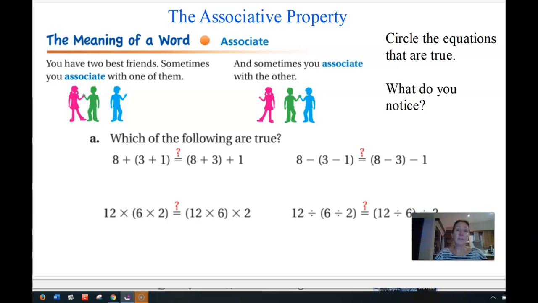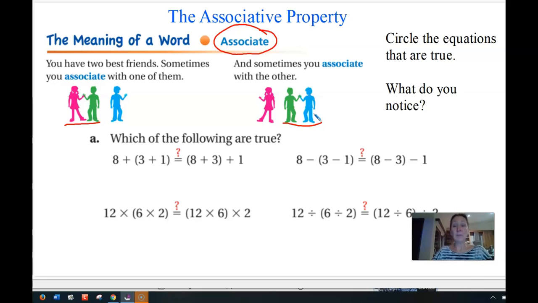Okay, now we're going to look at something called the associative property. And the meaning of the word associative is kind of like your friends, right? If you have 2 best friends, sometimes you associate with one of them, and sometimes you associate with the other. Your parents might talk about business partners, and they call them associates, right? Associates are people that you hang out with. So notice that in this picture, pink and green are best friends, and in this picture, green and blue are best friends. Changing groups is what the associative property is about.